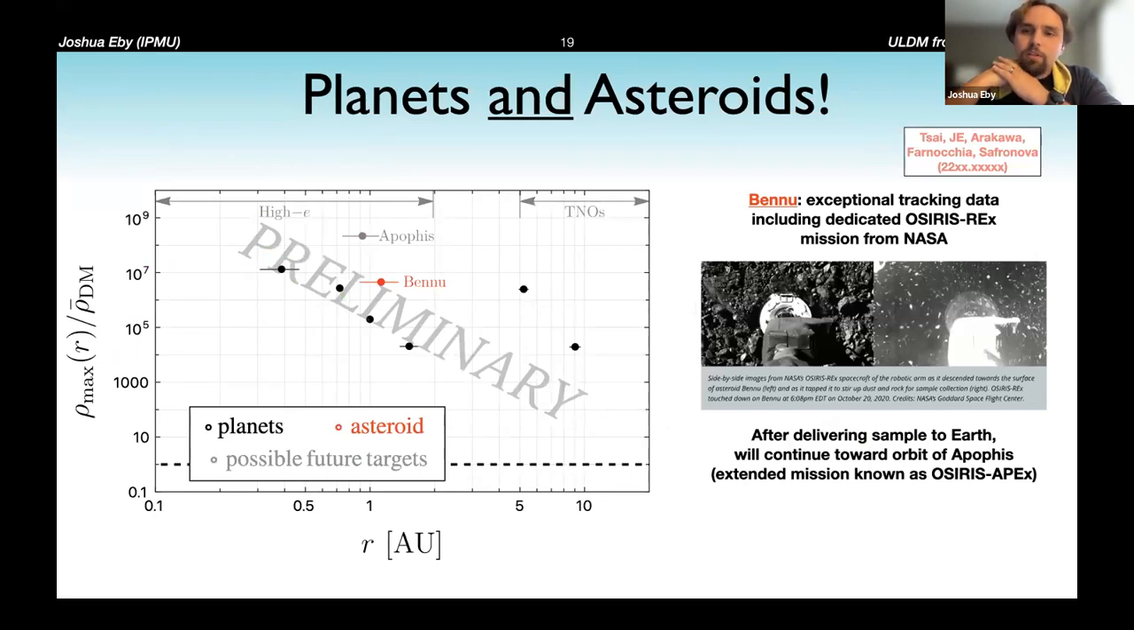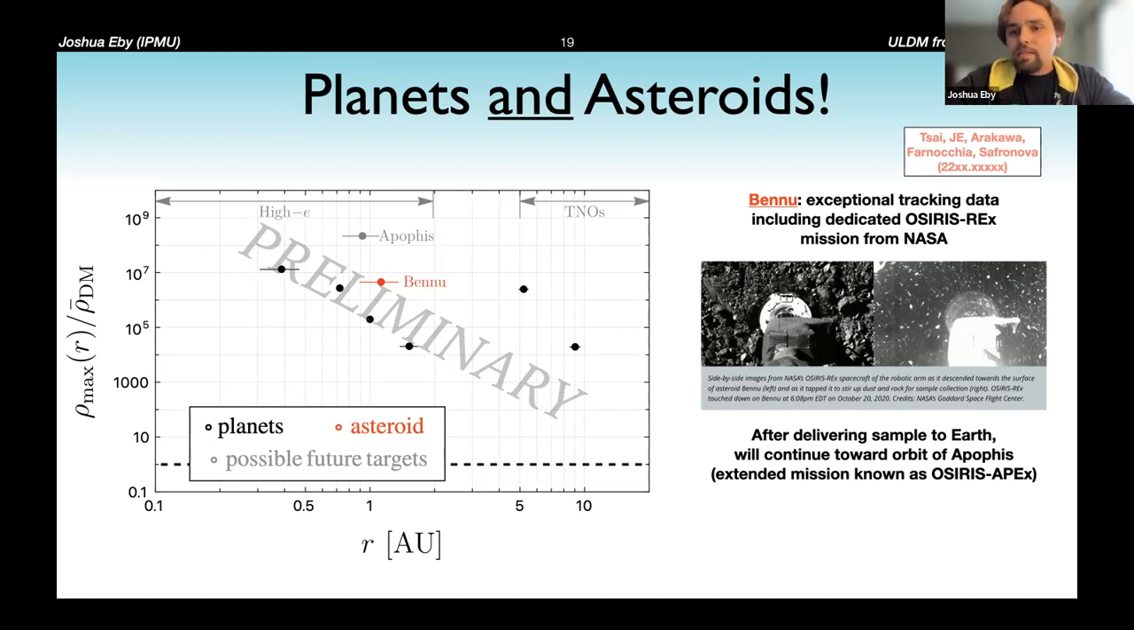I want to point out briefly a preliminary work, which should be out basically any time, where we point out that very well-tracked asteroids can be a competitive constraint on dark matter in our solar system. Along with several different collaborators, including one at JPL, we used data from the Bennu asteroid, which is exceptionally well-tracked, in order to constrain the dark matter in the vicinity of Bennu's orbit. You see in the figure on the left that it's an order of magnitude or a few times an order of magnitude weaker than the nearby Earth constraint, but it's fairly competitive.